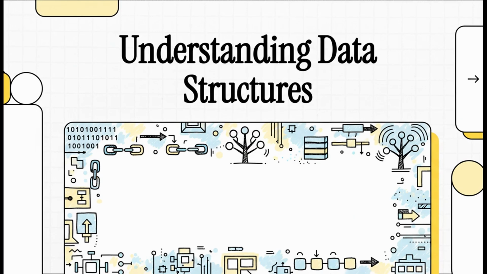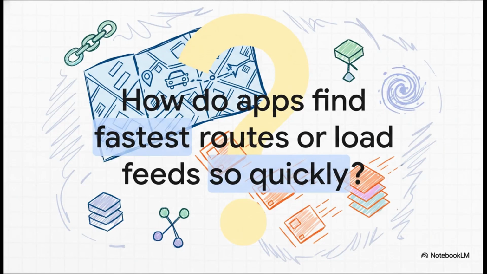that make every single piece of software tick. Let's jump in. Have you ever just stopped and wondered how? How does Google Maps find you the fastest route, like instantly, even with traffic? Or how does Instagram load your feed so fast it feels like magic? Well, I can promise you it's not magic.